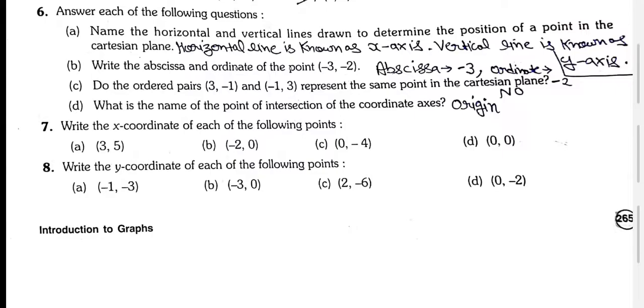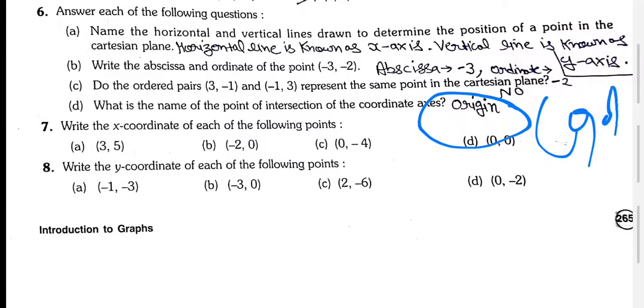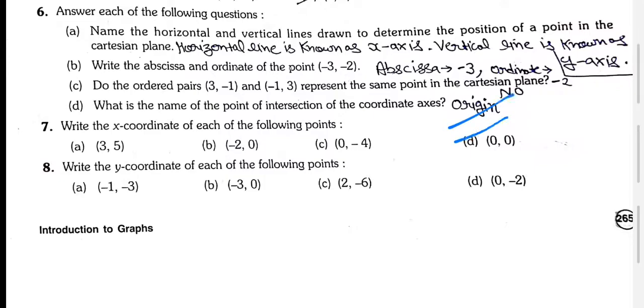Now what is the name of the point of intersection of the coordinate axes? What is the name of that point? This point is known as what? Origin. And what is the coordinate of origin? 0 comma 0. So you have to write here origin.